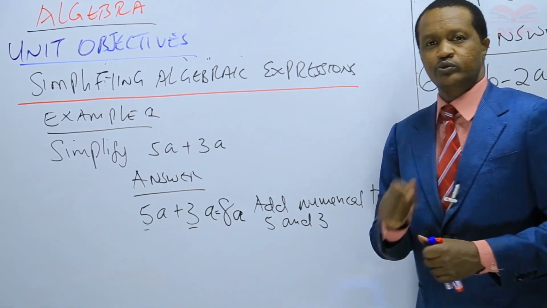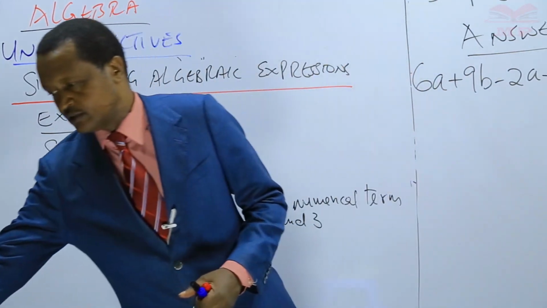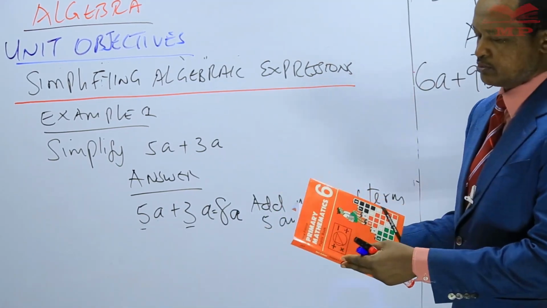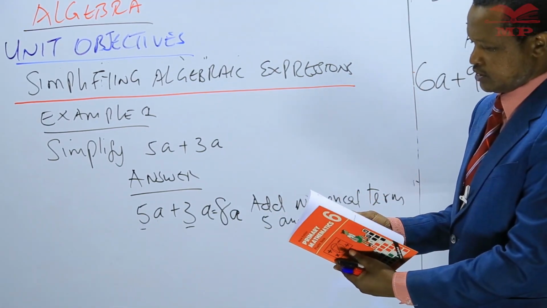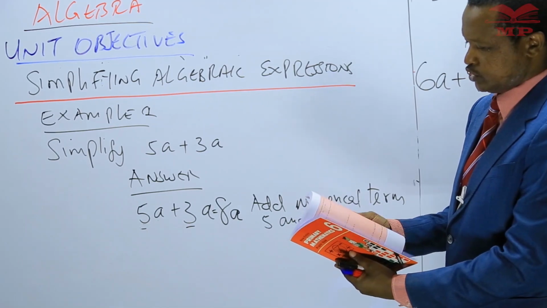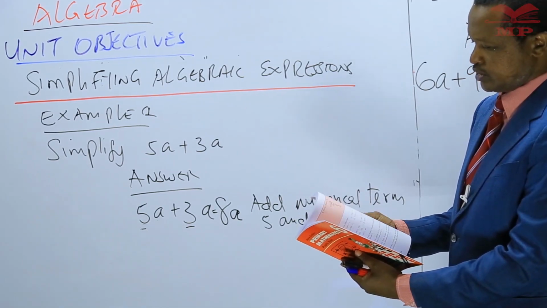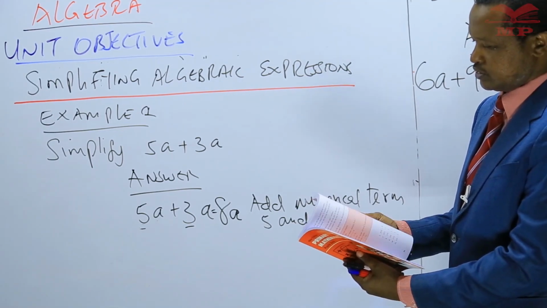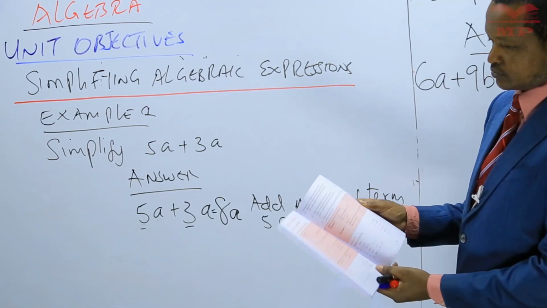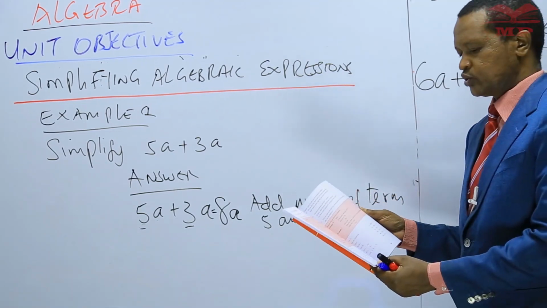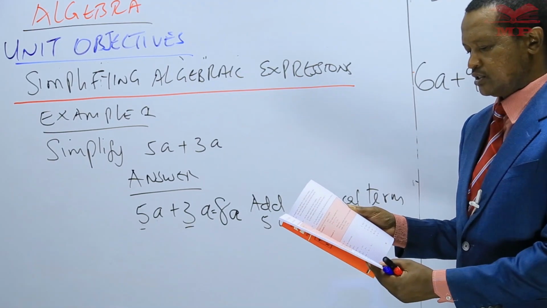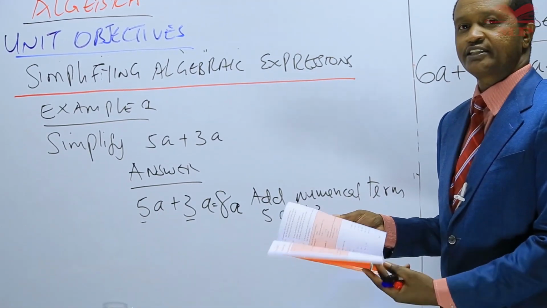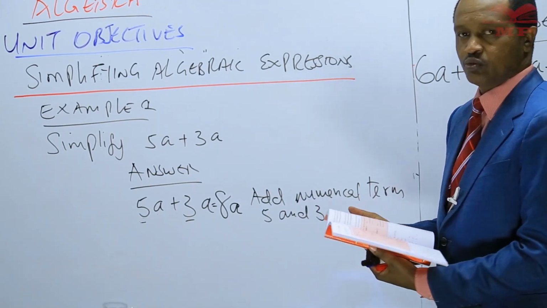I want to give you homework. Go to your book, that is Pupils Book 6. Algebraic expressions is after fractions. This is unit 4. I want you to go and simplify algebraic expressions in exercise 24.